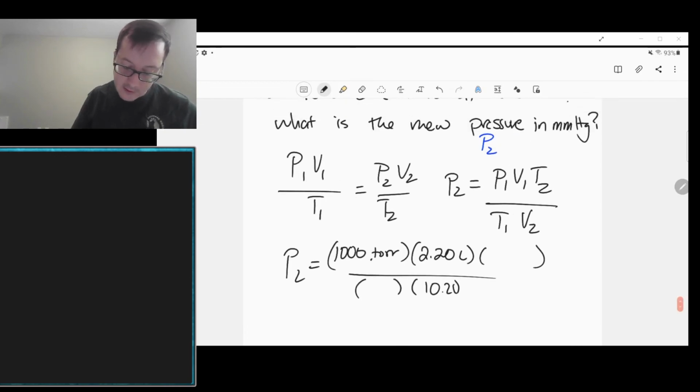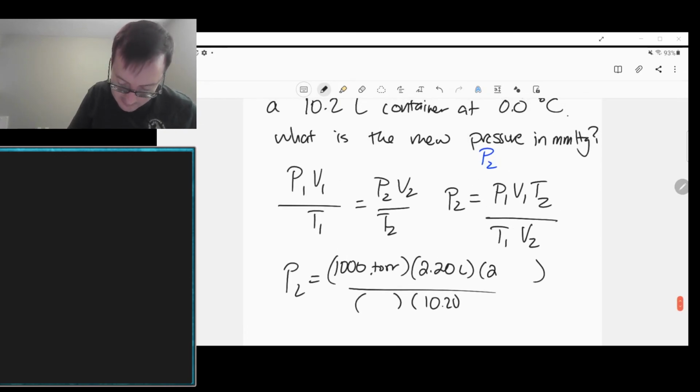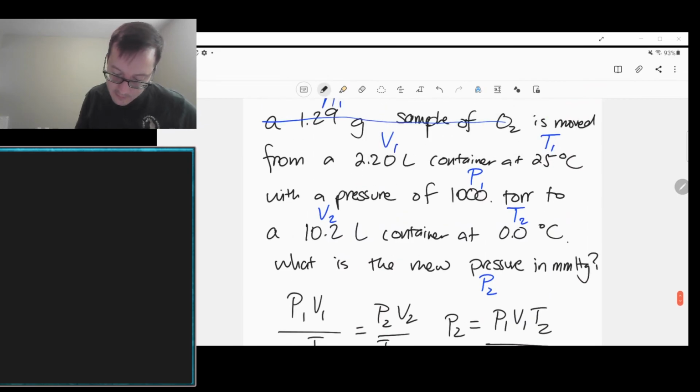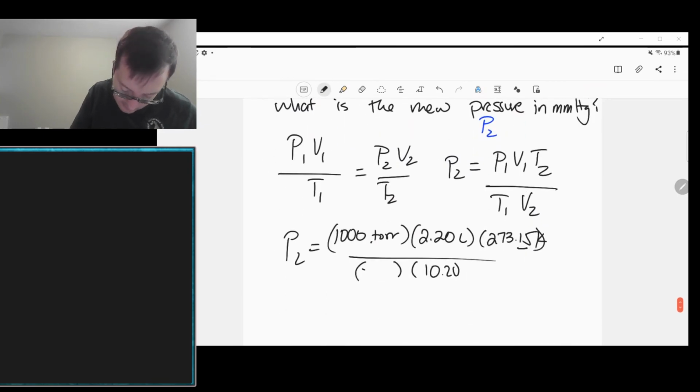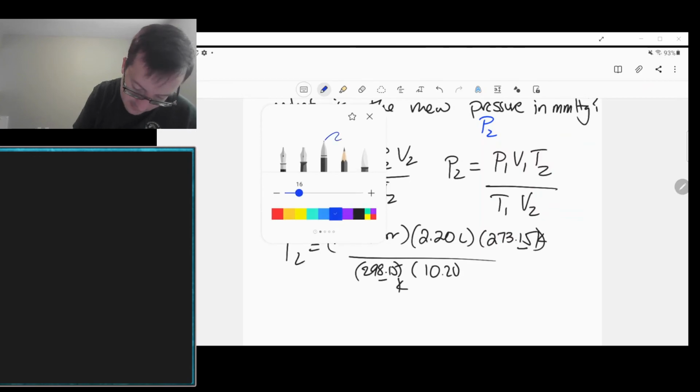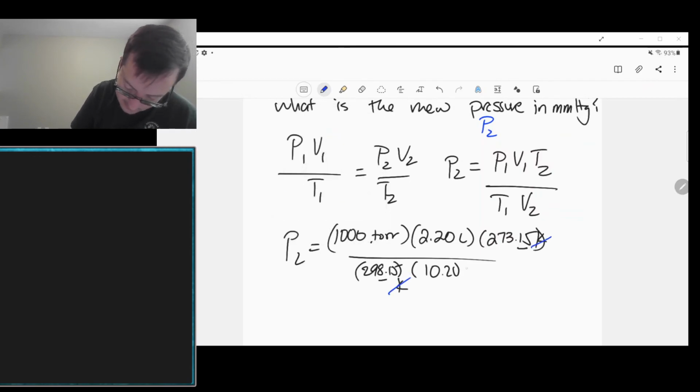So 0 Celsius, hopefully we don't need to do the math. It's just 273.15 Kelvin. And then the 25 is just going to be 298.15, just adding 25 to 273.15. So notice our units here. Kelvins cancel, liters cancel. We're going to be left with torr as our unit.